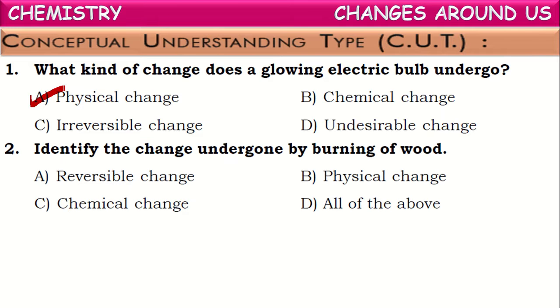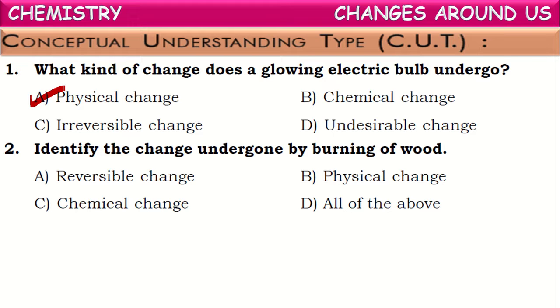Next one. Identify the change undergone by burning of wood. So what happens when we burn wood? We know when wood is burnt, it produces heat in the form of flames. Along with that, it finally remains with certain ash. It releases carbon dioxide and water vapor into the atmosphere, and it remains with the solid ash there. So by that we can say new substances are formed by burning of wood.